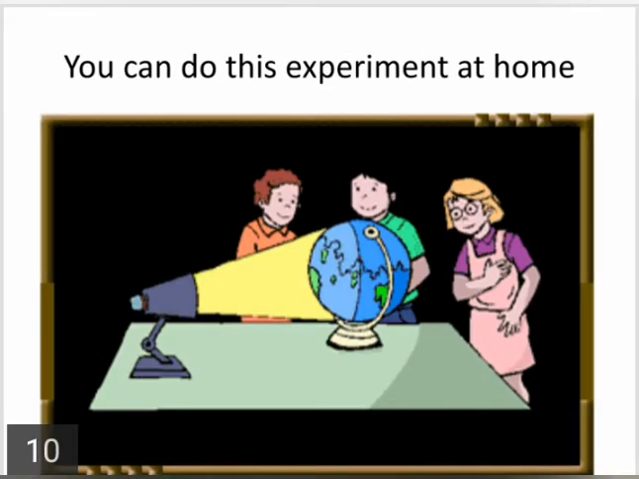You can do this experiment at home with the help of a globe and a torch. As you can see in the picture, the half side of the globe which faces the torch gets the light, that is, it has day, and the other half which is away from the torch is dark, that is, it has night.